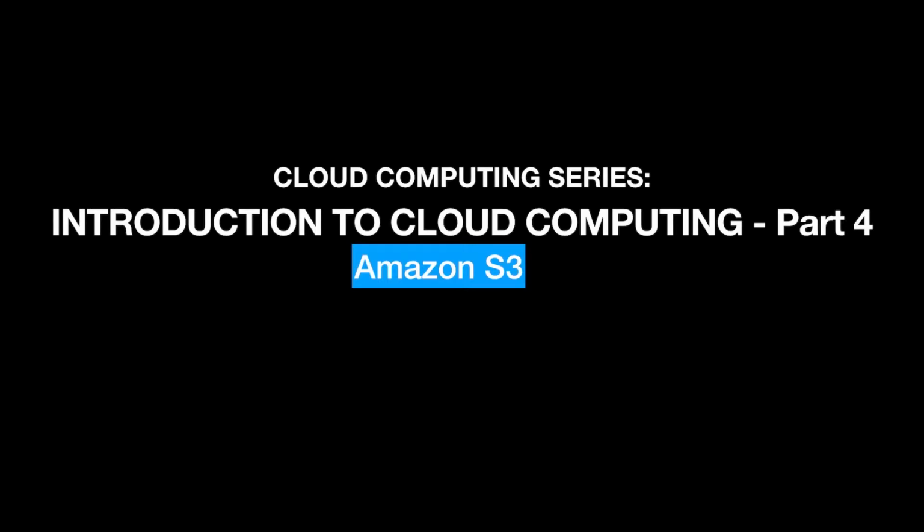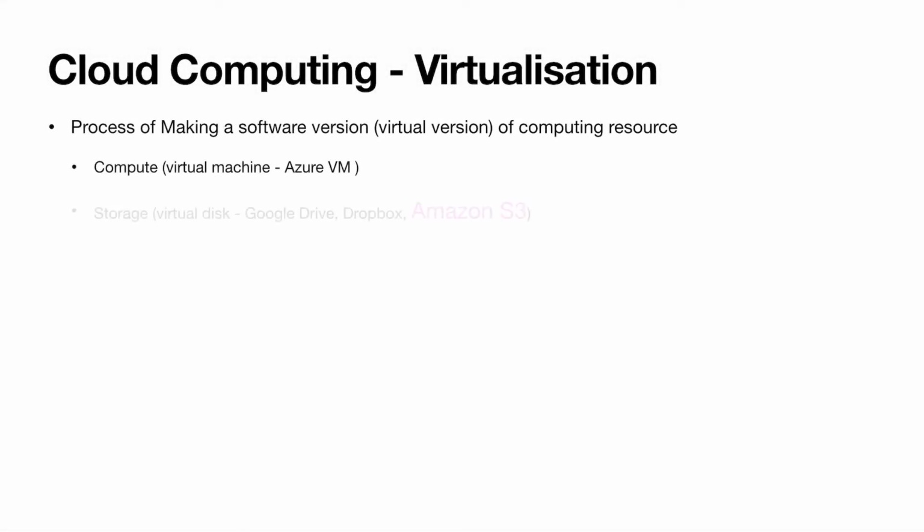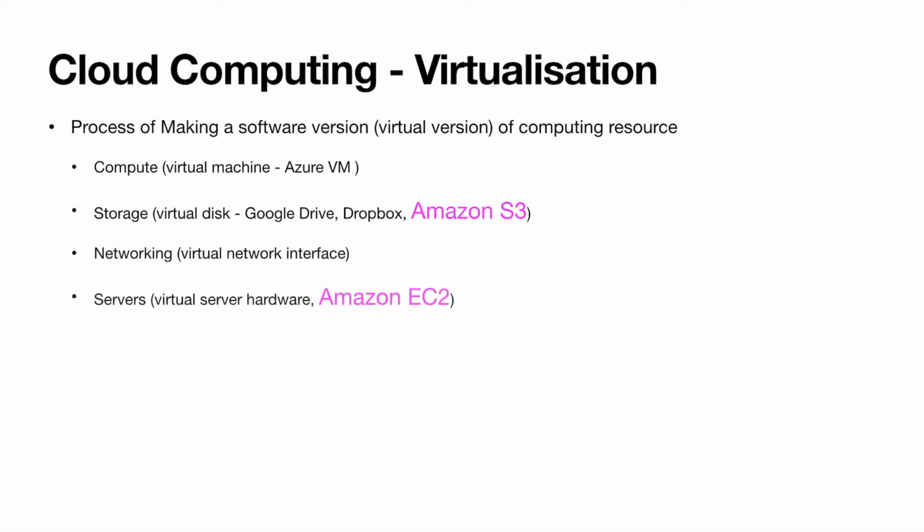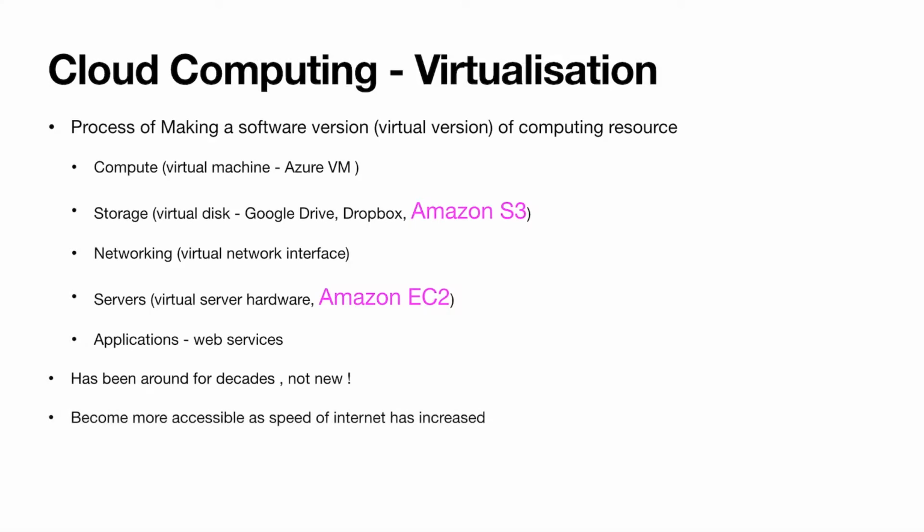Welcome everyone to part 4 of my cloud computing series, and today I'll be talking about Amazon S3. In our last video I talked about virtualization, what it is, and I gave a few examples of what virtualization is. I touched on servers where I spoke about Amazon EC2 in the last video, part 3. And in this video, I'd like to talk a bit more about the storage virtualization that is Amazon S3.